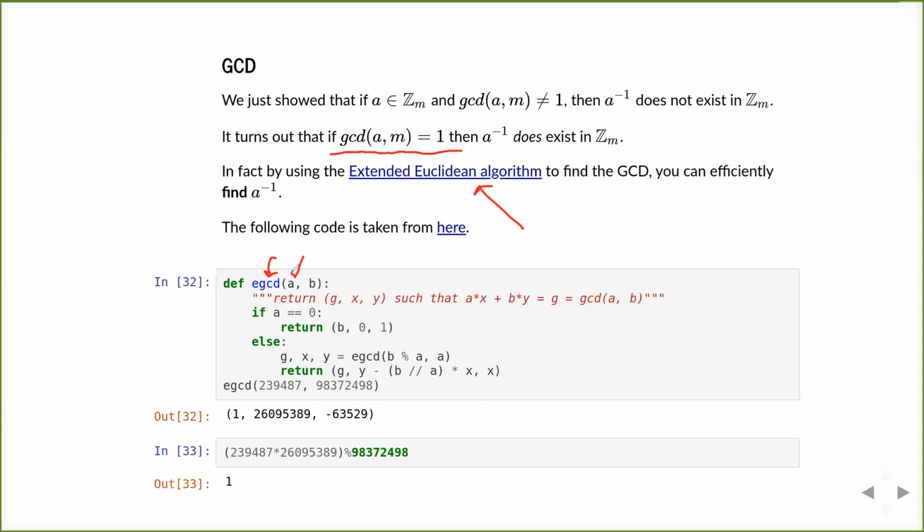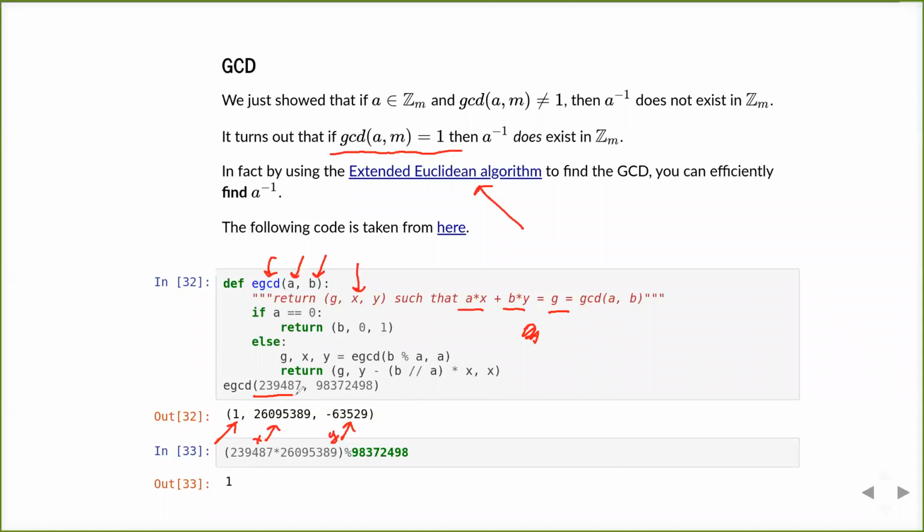You put in two numbers, A and B, and the first output is the GCD, which in this case is 1. And then it gives you these numbers, which are called the Bezout coefficients. The meaning of those is that, if I call this X and this Y, the Bezout coefficients have the property that A times X plus B times Y gives you the GCD.